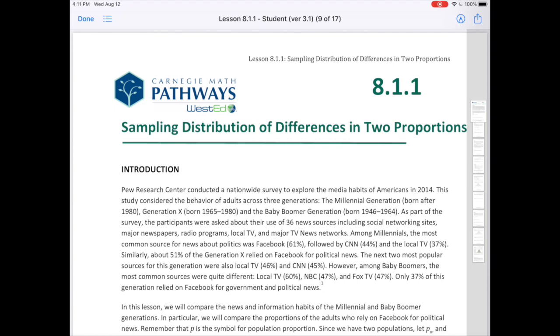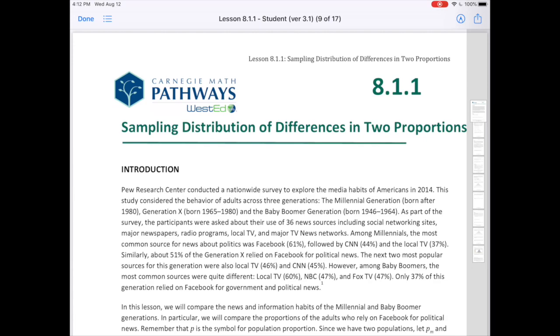This study considered the behavior of adults across 3 generations: the Millennial generation, born after 1980, Generation X, born 1965 to 1980, and the Baby Boomer generation, born 1946 to 1964. As part of the survey, the participants were asked about their use of 36 news sources, including social networking sites, major newspapers, radio programs, local TV, and major news networks.